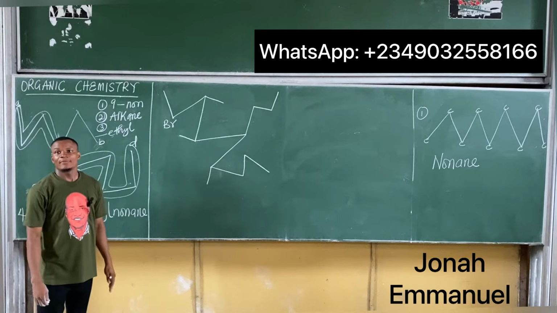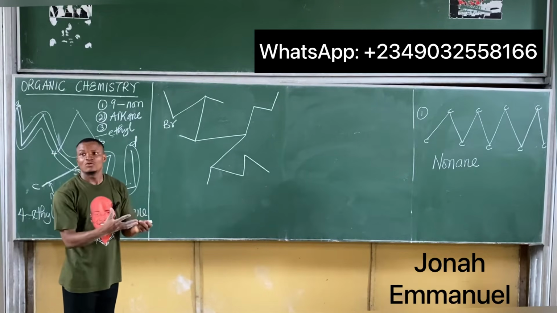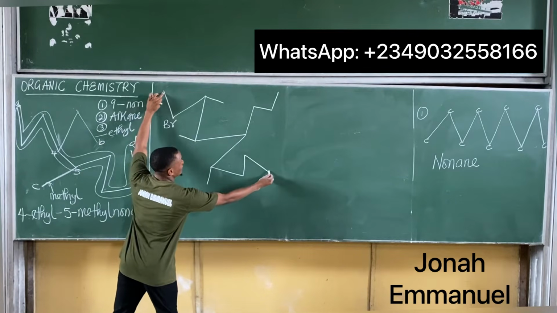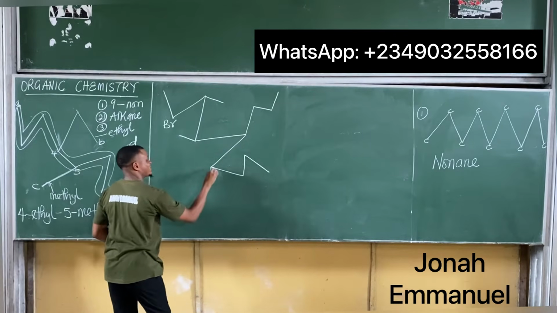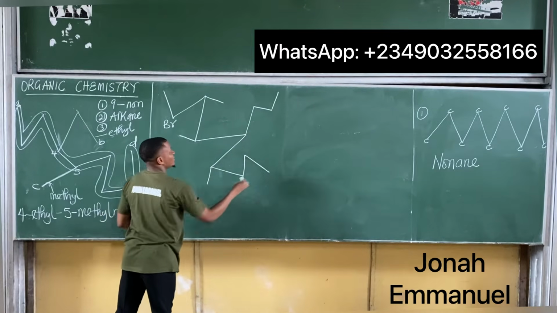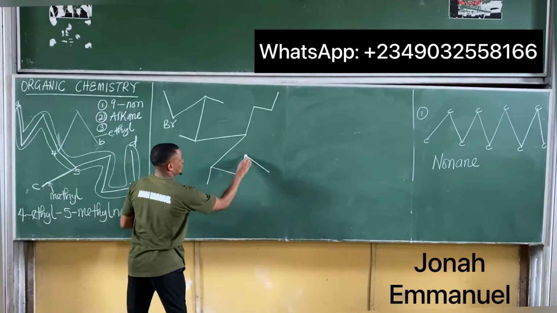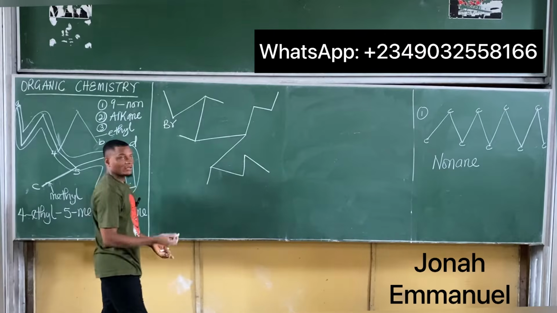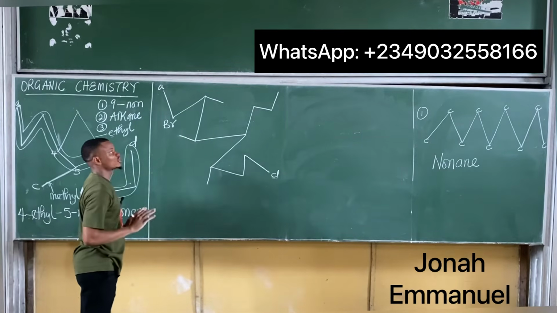Look up. Let's name this compound. First things first, longest continuous carbon chain. Without stress, I can see it's from here to there. That's 1, 2, 3, 4, 5, 6, 7, 8, 9. Is any longer? 1, 2, 3, 4, 5, 6, 7, 8. It's no longer. That's the longest. From here, A, till here, D is my longest continuous carbon chain.